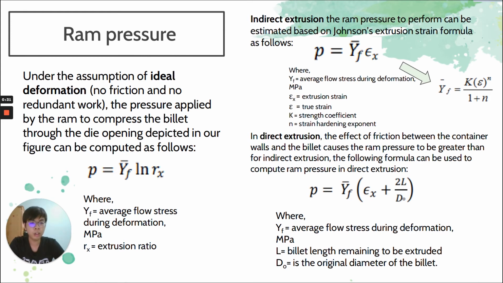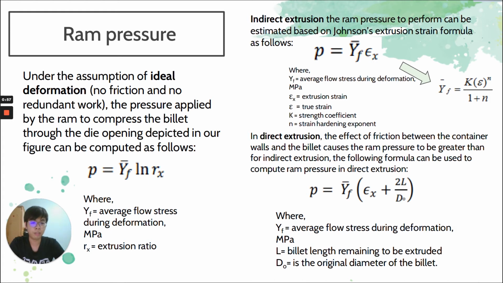The average flow stress can be computed using the formula K, which is the strength coefficient, multiplied by the true strain to the power of the strain hardening exponent n, and divided by 1 plus n. In direct extrusion, the effect of friction between the container walls and the billet will cause the ram pressure to be greater than the ram pressure in indirect extrusion.